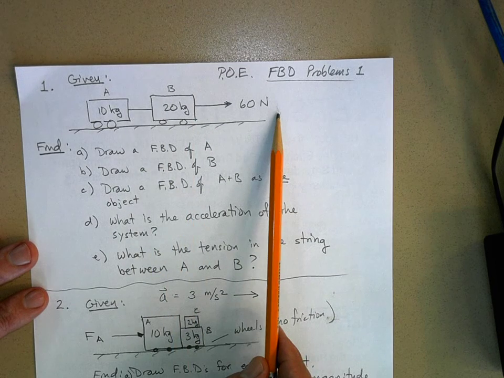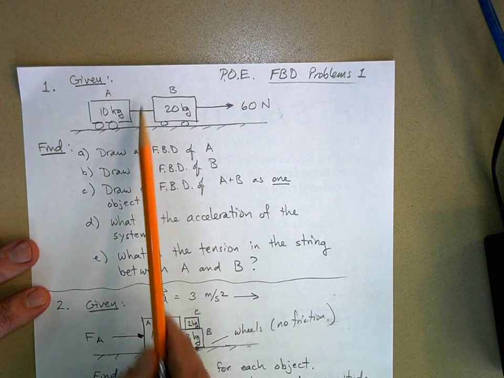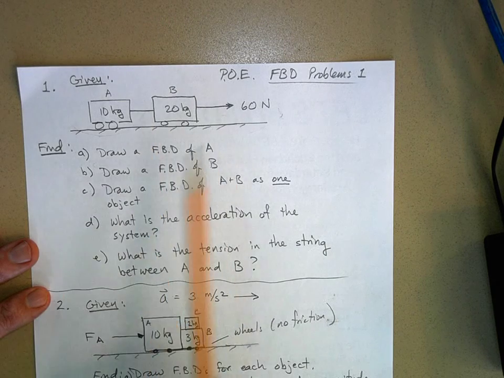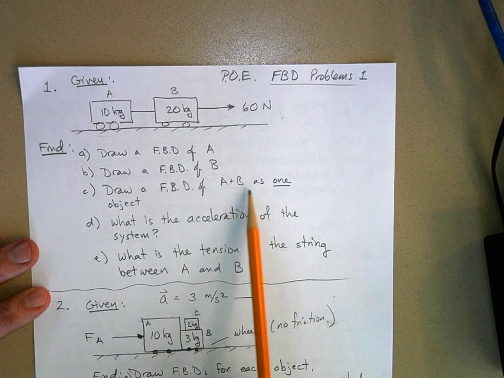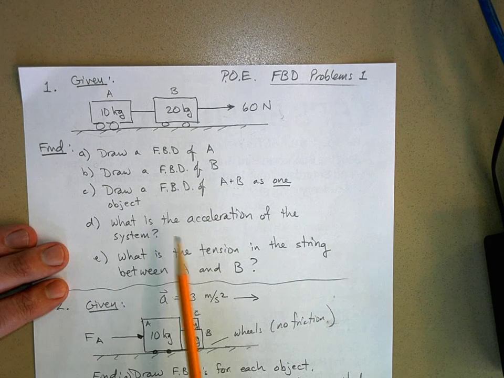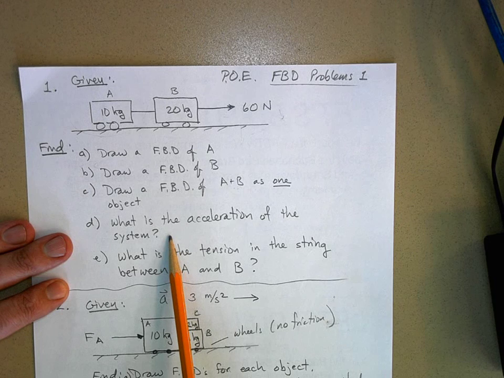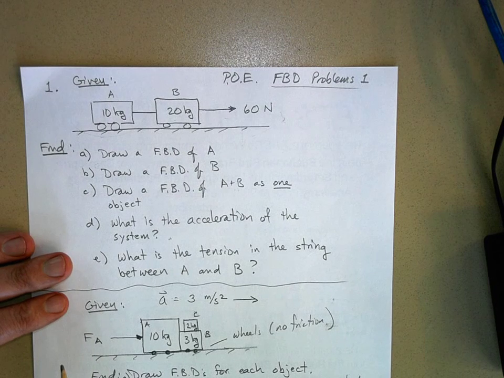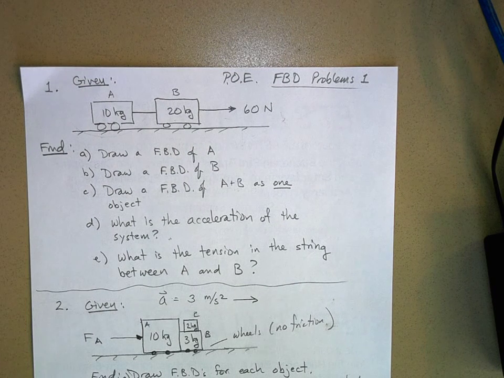Draw a free body diagram of A. Draw a free body diagram of B. And draw a free body diagram of A and B as one object. So that's just like what we did. And then, what is the acceleration of the system? What is the tension in the string between A and B? Tension is a force. What is the force in that string?